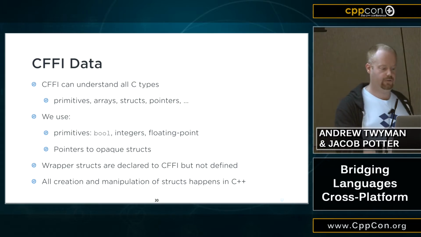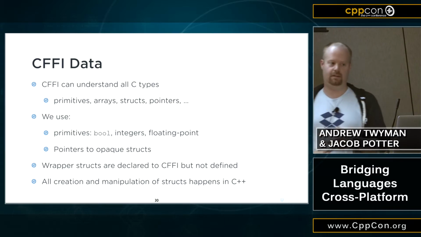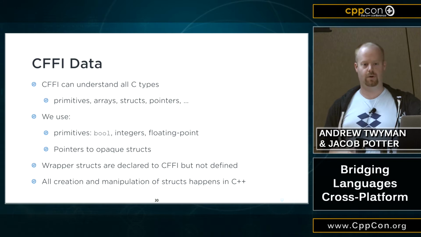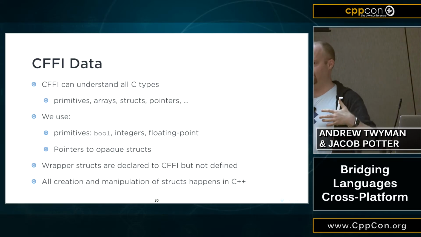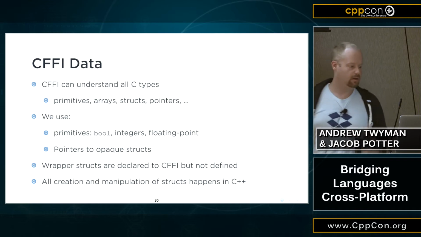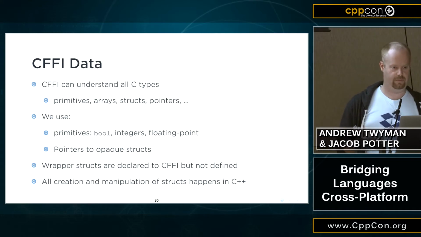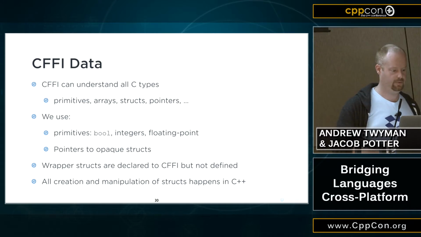And then everything else is a pointer to an opaque struct, meaning what CFFI sees is a struct declaration with no definition. And all it ever tries to do is pass around a pointer to that struct. And then the struct is defined in C++, so it can hold on to standard strings and vectors and things like that. Again, this is pretty standard if you've ever bridged C++ to C. You hide everything behind an opaque structure of some sort.